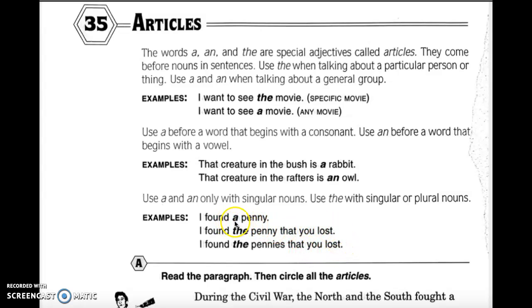In this case, we used a penny. That penny was just a general penny. It wasn't a specific penny. We just found a penny.